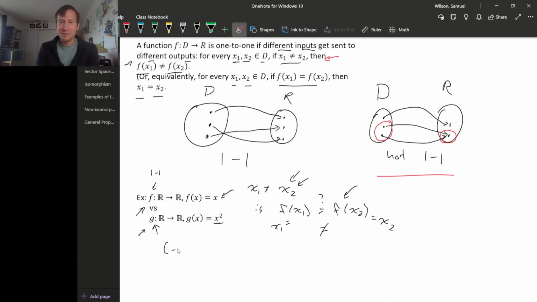Well, sure. How about -1 and 1, right? So here is an example. g of -1 is equal to g of 1, but of course, -1 is not equal to 1. So here are distinct inputs that give the same output. So that means g is not one-to-one.